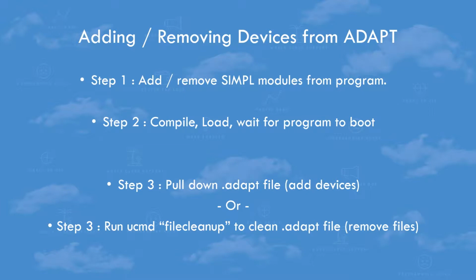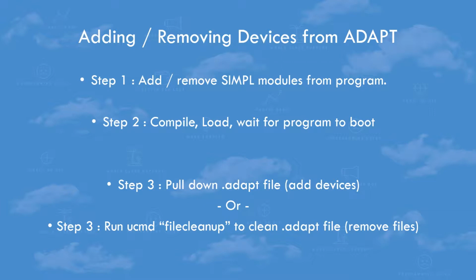Step one, no matter if you're adding or removing, is to add or remove simple Windows modules from your program. Depending on if you want to add modules, you'll need to add those Adapt modules. If you're trying to delete devices from your system, you'll remove those Adapt modules from your program. And then you're going to compile, load to your processor, and then wait for the program to boot up completely. And this step is important. The program does need to be fully booted up.